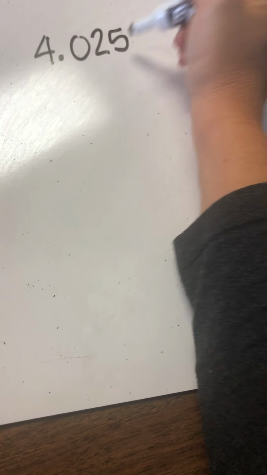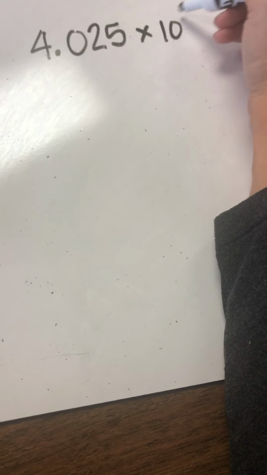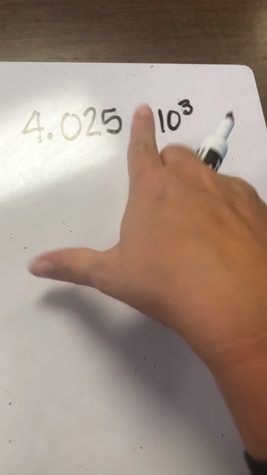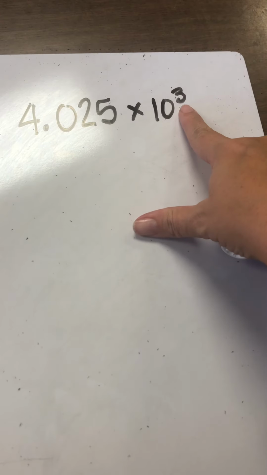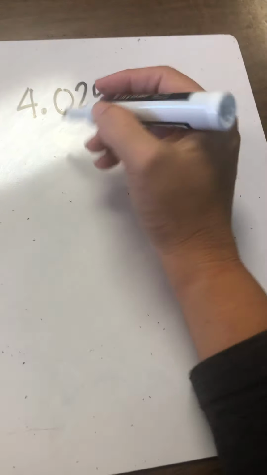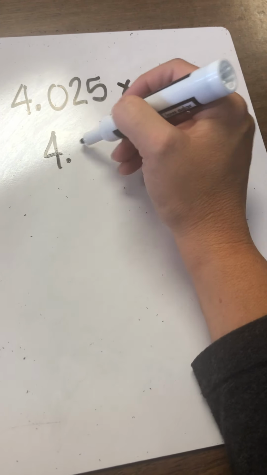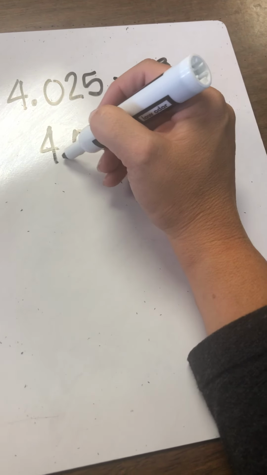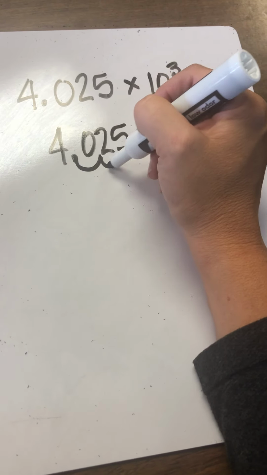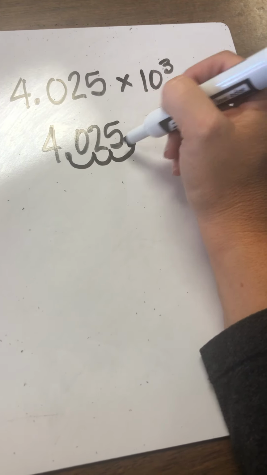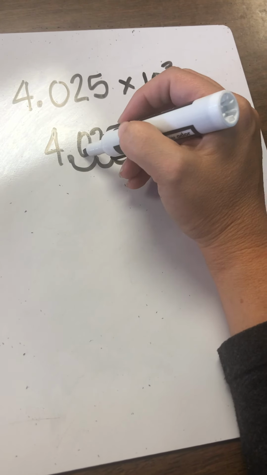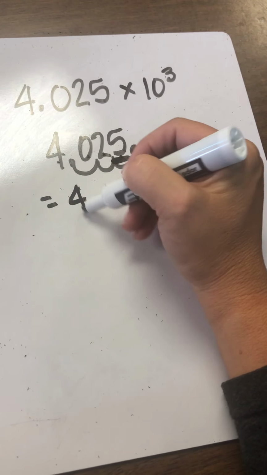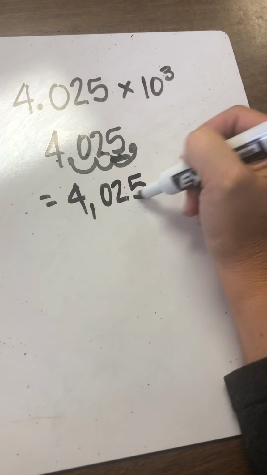4 and 25 thousandths times 10 to the third power. Because we're multiplying, our place value is going to shift up. The exponent 3 says we're going to shift up 3 times. So 4 and 25 hundredths, we're going to shift it up 1, 2, 3 times. So now the 5 is in the ones place. So this is ones, tens, hundreds, thousands. Our answer is 4,025.